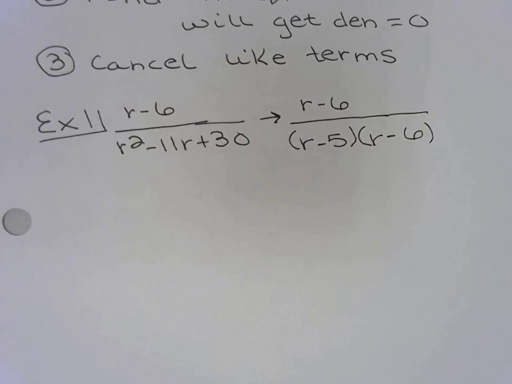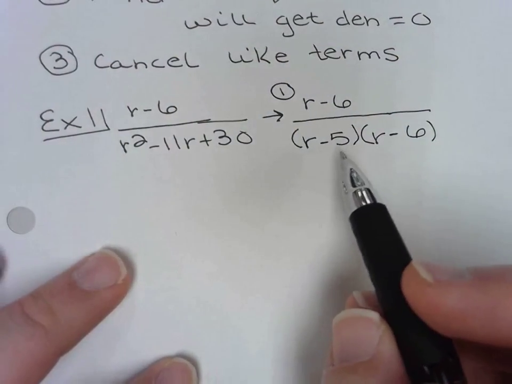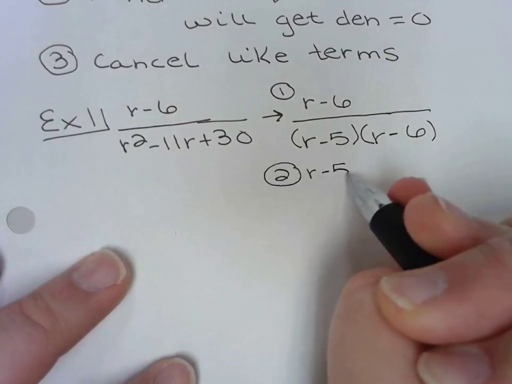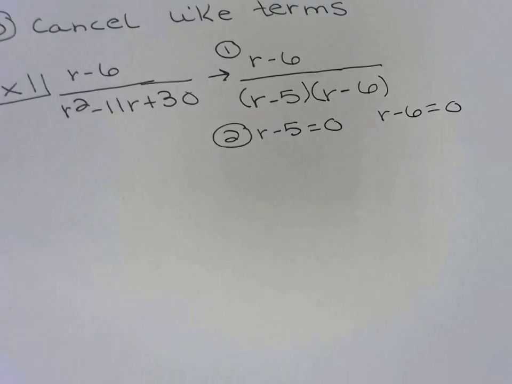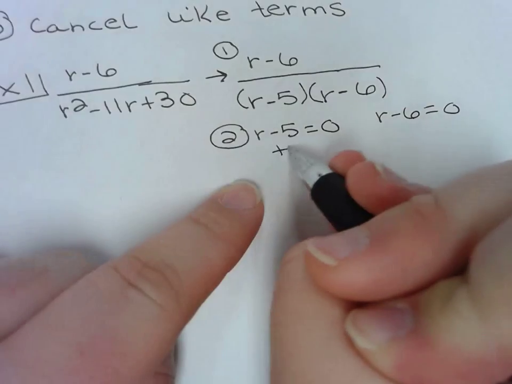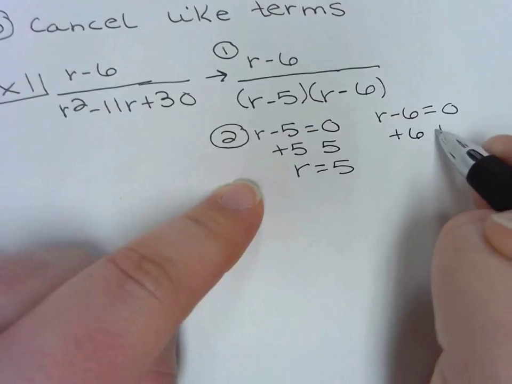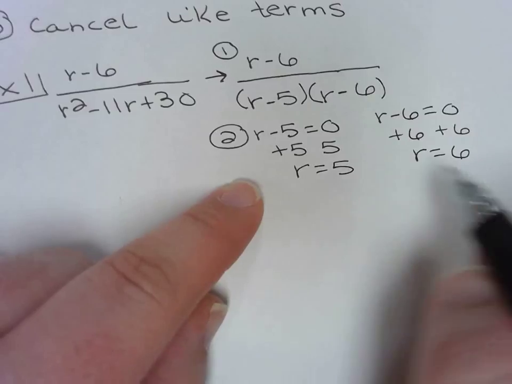The first step is to factor. The second step is we need to figure out what values will give me 0 in the denominator. If you can't recognize it, you can take each part in the denominator and set it equal to 0. These expressions, r minus 5 and r minus 6, aren't hard to recognize, but if it's an expression you can't just look at, you can set each one equal to 0. That will give me an r value of 5 and an r value of 6. So if I plug in 5 or 6, I will get 0 in the denominator, which makes sense.